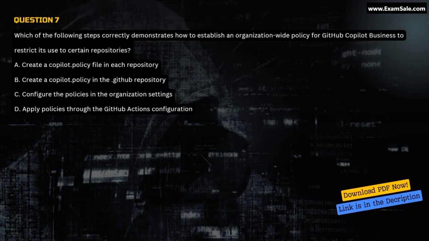A. Create a copilot.policy file in each repository. B. Create a copilot.policy in the .github repository. C. Configure the policies in the organization settings. D. Apply policies through the GitHub Actions configuration. Correct answer, C. Configure the policies in the organization settings. Explanation.